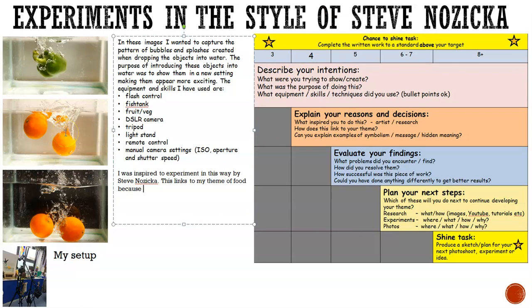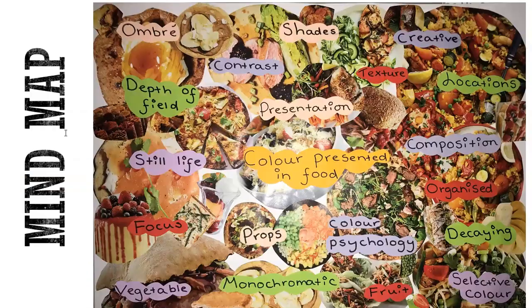So why does it link to my theme of food? I mean, I could repeat myself and say something about making the fruits and vegetables look more exciting, but there is no point in repeating yourself. You don't achieve anything by doing that. So we need to think up an alternative point or a different reason as to why this links to my theme. I'm actually going to go back to the mind map to help me do this.